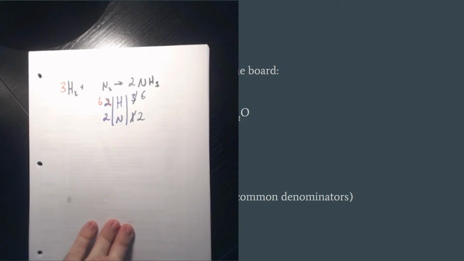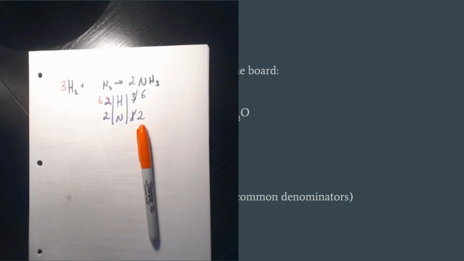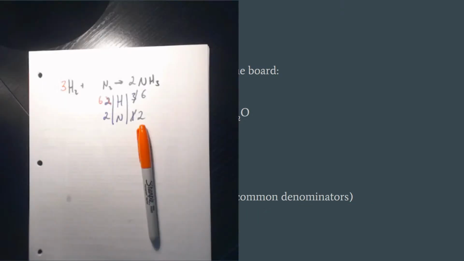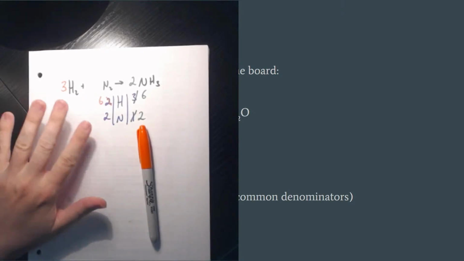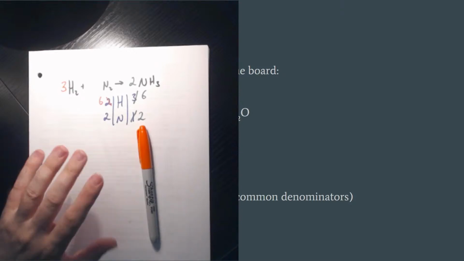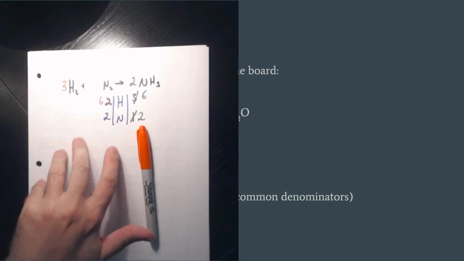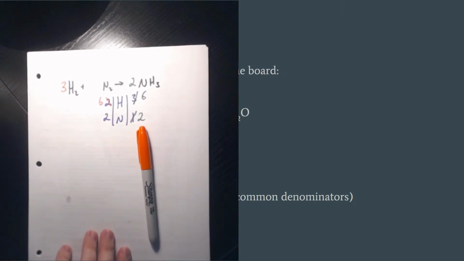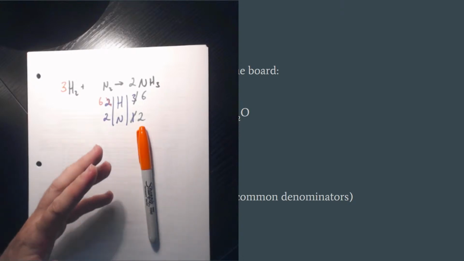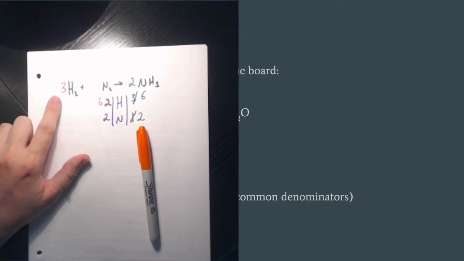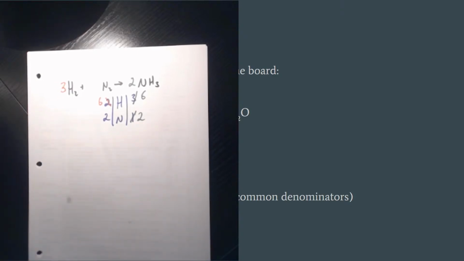The other rule that we have to obey for our chemical reactions is that the coefficients have to be reduced. In this case, we have 3, 1, and 2. There's no common denominator. We can't divide all of our coefficients through by any number. But if it was 6, 2, and 4, we could divide them all by 2, and we would have to do that. So it's kind of like ionic compounds in that respect. Remember, for ionic compounds, the subscripts have to be reduced. Well, for chemical reactions, the coefficients have to be reduced.